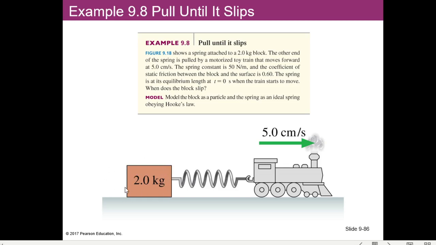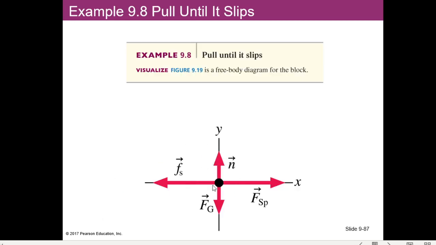So what we're going to do is a free body diagram of the block. Here's the gravity force downwards. Here's the normal force from the ground upwards. Here's the spring force this way. And here's the static frictional force from the table that way. Now, when will it start to move? It will start to move when F sp is just a little bit bigger than Fs max. And we have a formula for Fs max. The biggest that a static frictional force can be is equal to mu s times n.